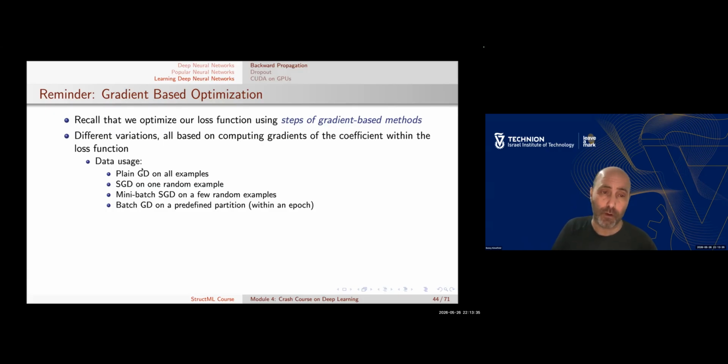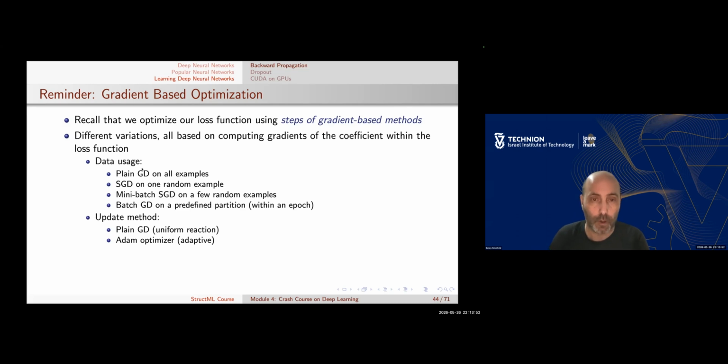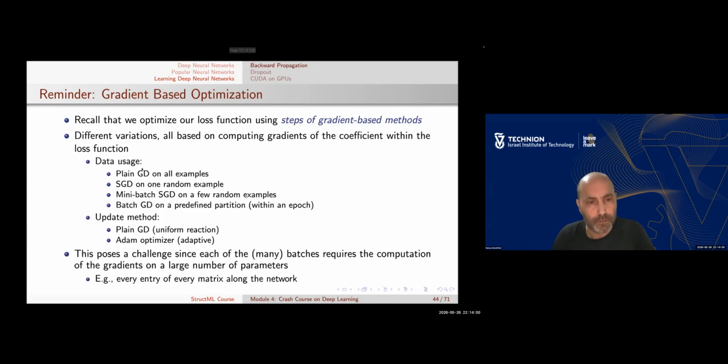And then there's a question of what we do once we have the gradients. You can apply a constant update, like in plain gradient descent, or techniques that adapt through time, like the Adam optimizer. But in the end, all of them are based on gradient computations of derivatives.